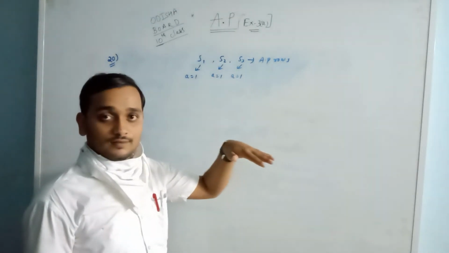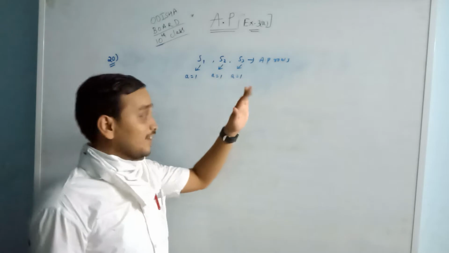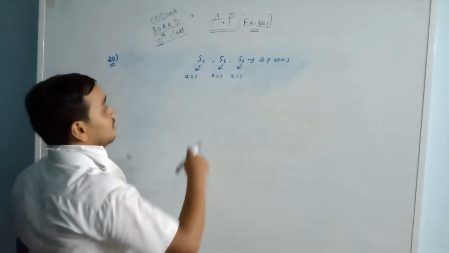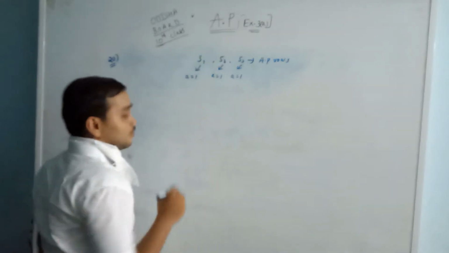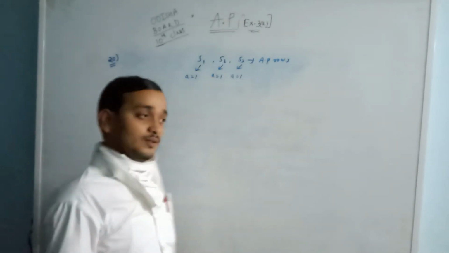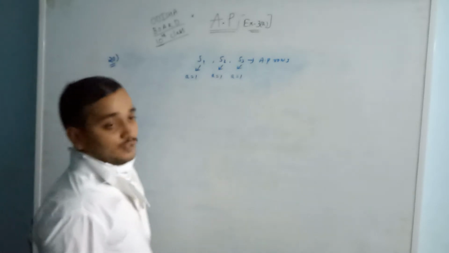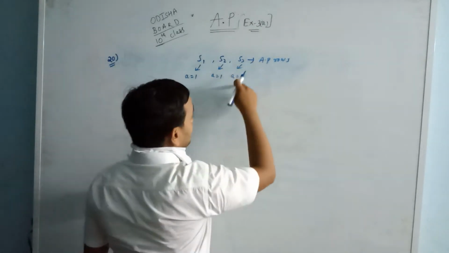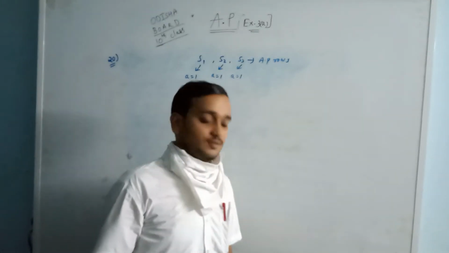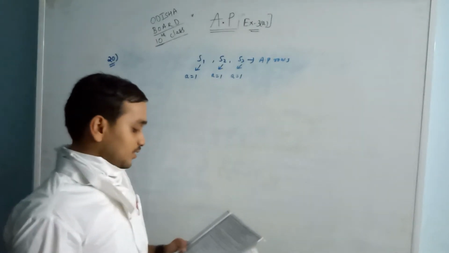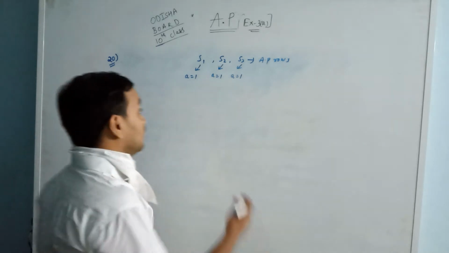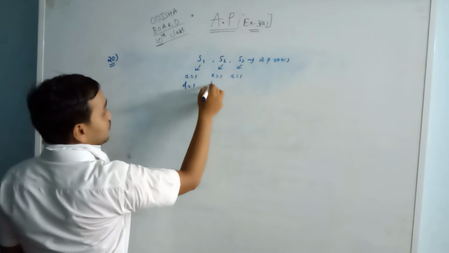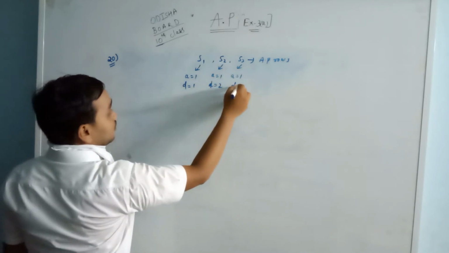Row means what? Line. This is one row, second row, third row. Okay. So whatever may be the series in the first row, the first term is 1. In the second row also the first number is 1. In the third row also the first number is 1. But the common difference is different. First row D is equal to 1, second row D is equal to 2, third row D is equal to 3.